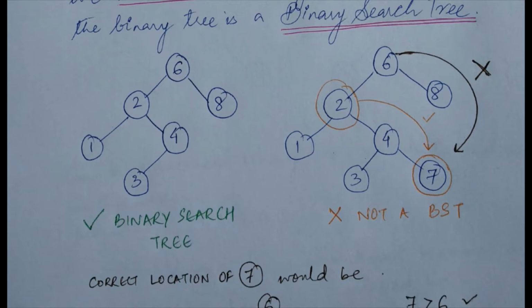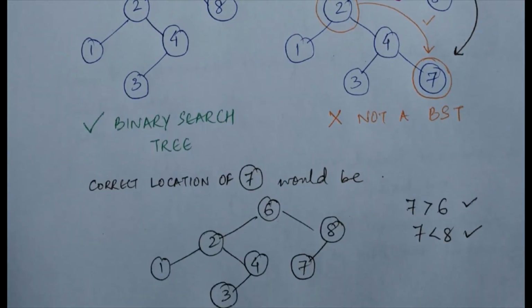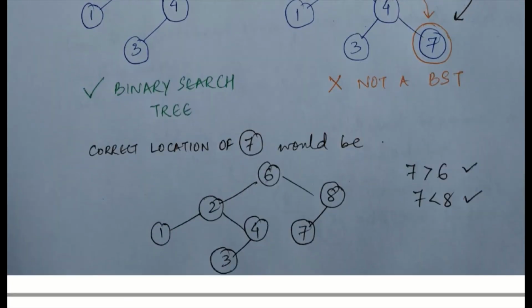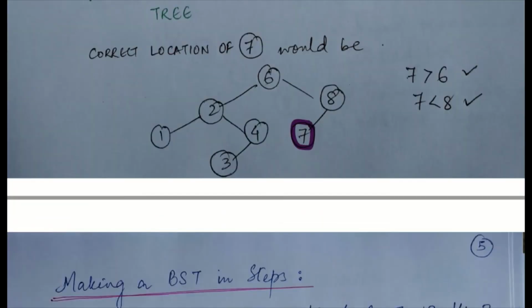So it should have been in the right subtree of the root, not in the right subtree of 2. If this top part was not there, then this was perfect. The left subtree itself is a perfect binary search tree. But if you put the 6 and 8 here, it's not right because 7 has to be on the right side of 6. So 7 should have been like this here. 7 is less than 8, so it is on the left of 8. 7 is greater than 6 and 7 is less than 8.